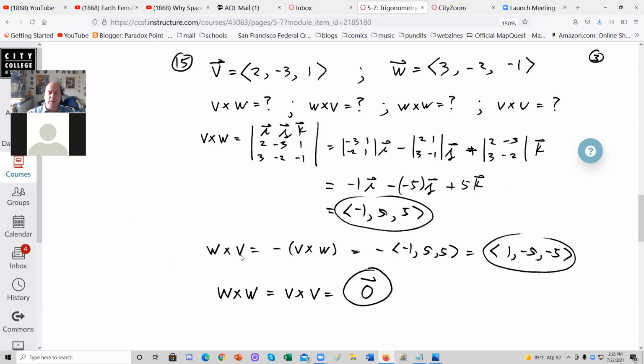Then w cross v is the opposite of v cross w. So the opposite of the result above.